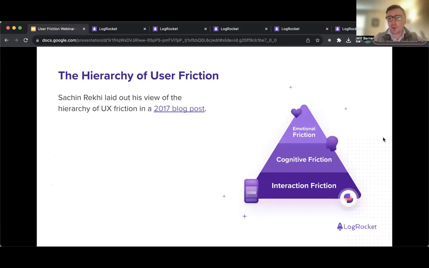So the framework that I want to walk you guys through is this idea of the hierarchy of user friction, and all credit to Sachin Rekhi. He's a pretty well-known product leader in the software as a service space, and he wrote this really well-received blog article back in 2017 that lays out this idea of the hierarchy, which breaks friction into three distinct buckets, starting with emotional, cognitive, and then interaction friction. So let's look at what each of these mean and go through a couple of examples of them.